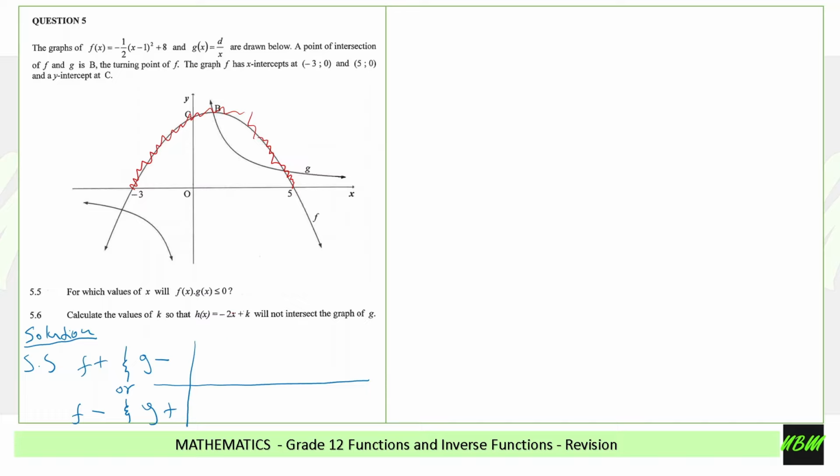Now, where f is positive, we want where now g will be negative. So for g, you only concentrate on g being negative only where f is positive. So let's use a different color. We want now where g is negative, but only where f is positive. So let's have a border.